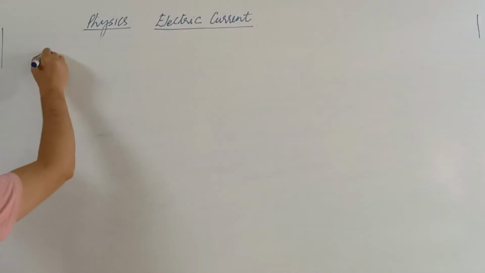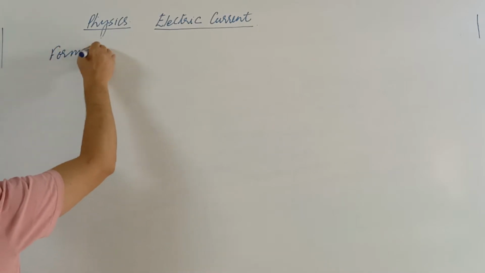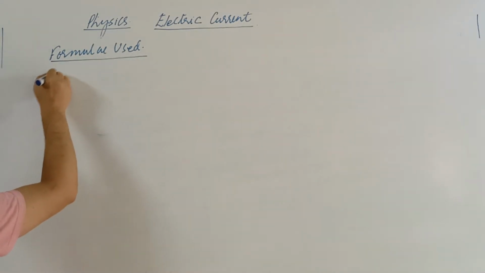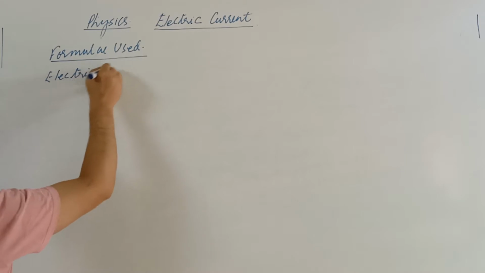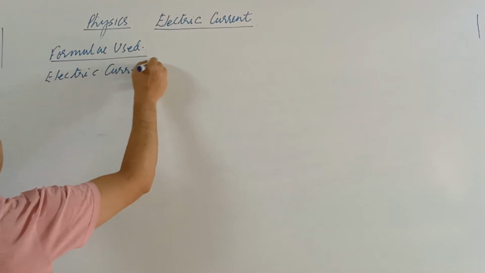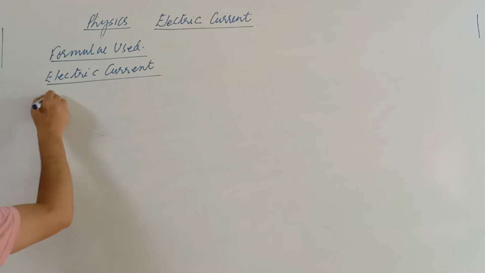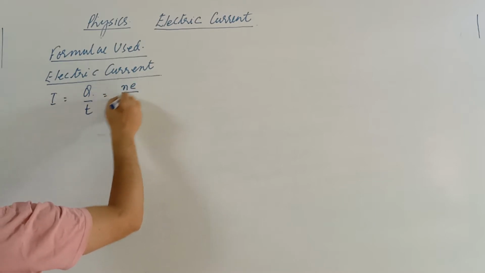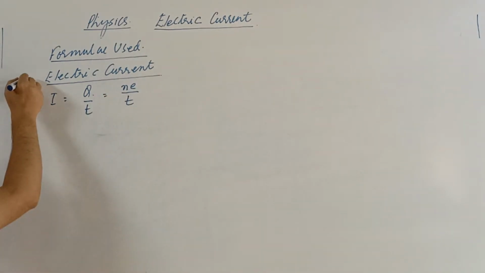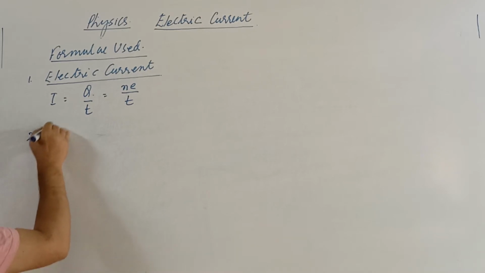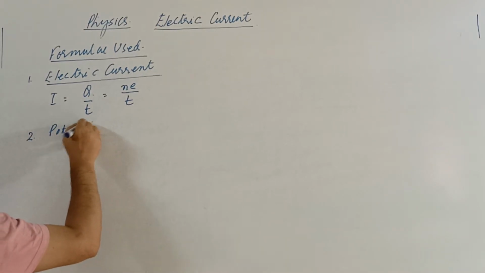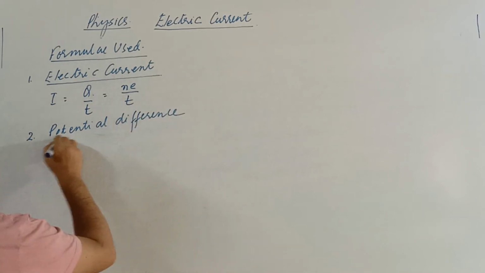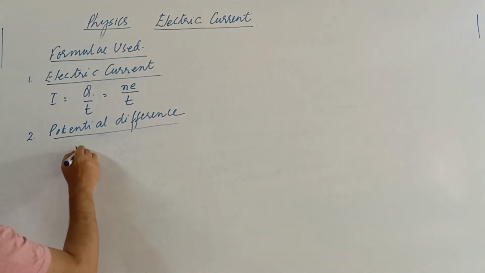Formulae used. From electric current, we have the formula I is equal to Q upon T, which is equal to NE by T. This is the first formula. Second formula, from the potential difference, we have the formula V is equal to W upon Q.